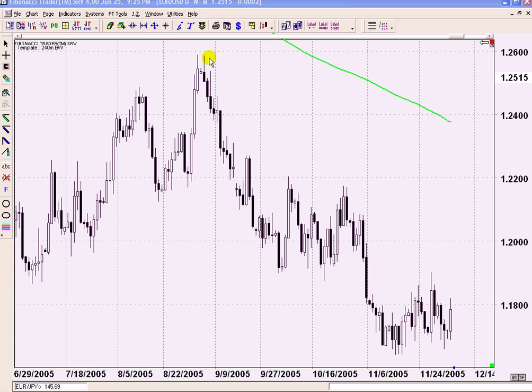We are looking at a Euro US dollar daily chart, and what I want to show you here is how price on a daily chart will also respond to distinct levels of support and resistance, and each of these candlesticks represents 1 day of trading activity.